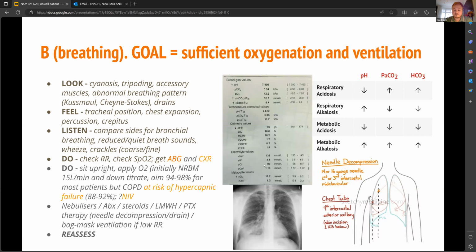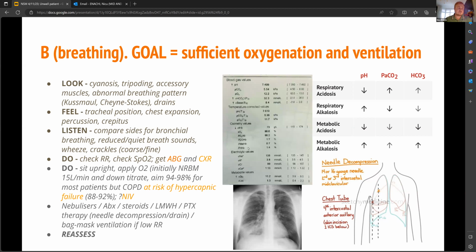Just some pictures here of what a patient with pneumonia might look like. Sorry, a chest x-ray of a pneumonia. And where do we do emergency chest drains for pneumothorax? If it's a tension pneumothorax, we do need to do it right here, right now, at the second intercostal space in the midclavicular line. Chest tubes go in the safety triangle.